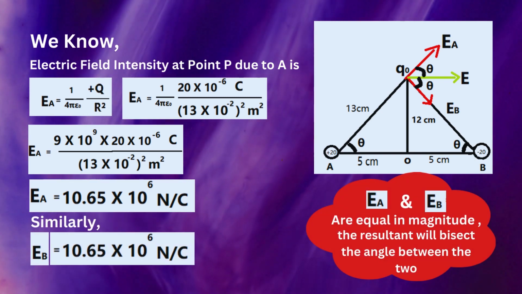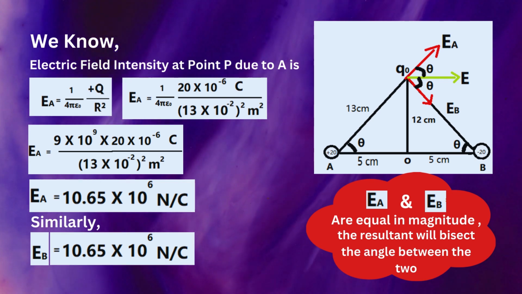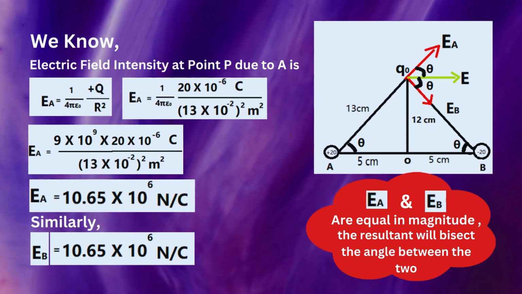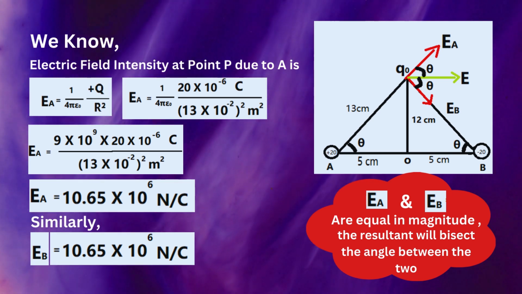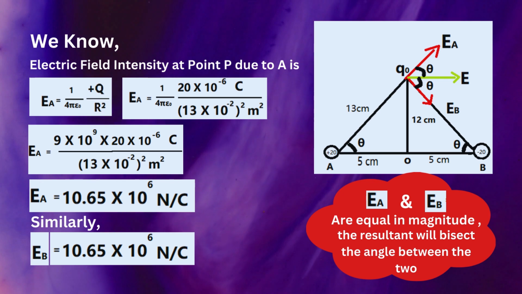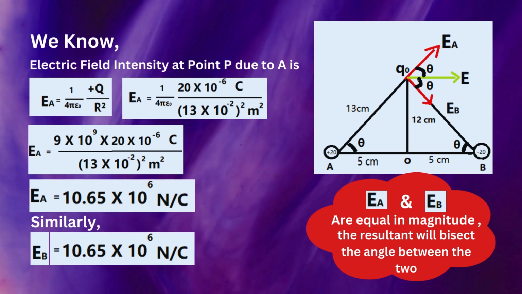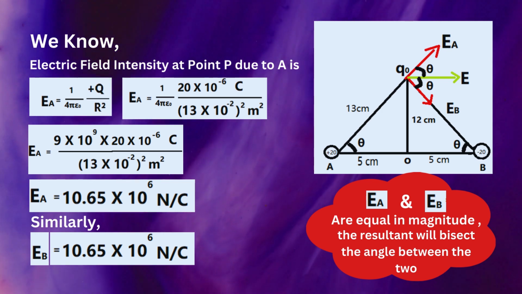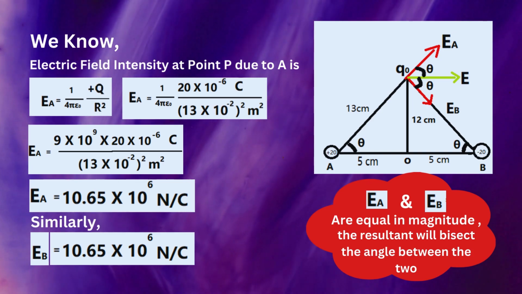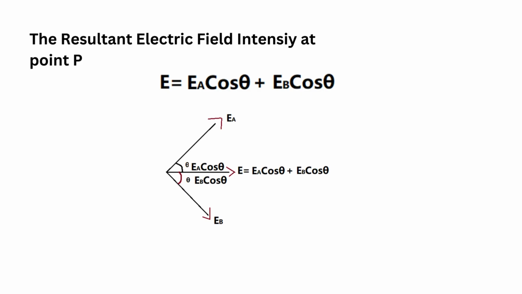The electric field at P due to B, because of minus 20 microcoulomb, is the same as the electric field at P due to A, because the distance between P and B is the same as that of P and A, which is 13 centimeters. Hence, electric field at P due to minus 20 microcoulomb is 10.65 into 10 raised to 6 Newton per Coulomb. Now you have understood that at point P there are two electric fields. One is because of A and other is because of B.